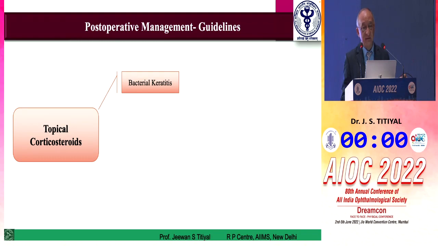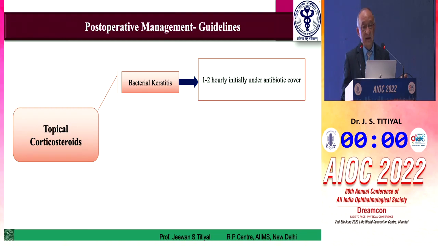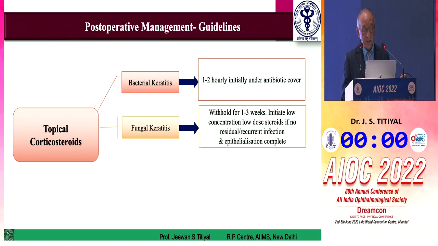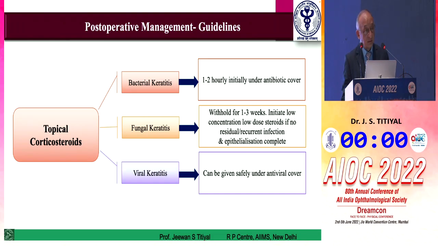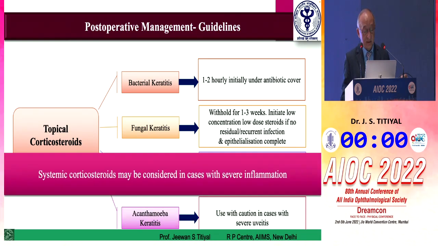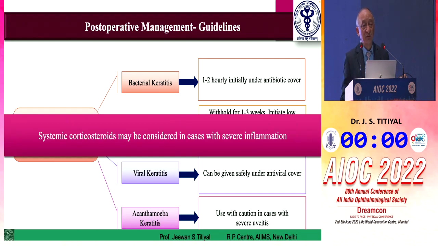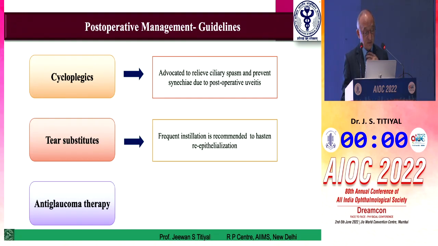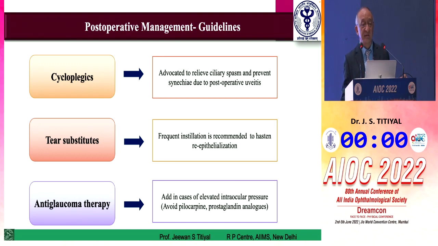What about topical corticosteroids? I think that is a critical question we get every time from the audience. When should we start steroids in these cases? Bacterial keratitis, you can start very early, if you have a diagnosis in your hand and bacterial sensitivity in your hand. Fungal keratitis, most people will wait till epithelialization happens, then see how the patient behaves. Maybe 2 weeks is an early time to start steroids in these patients. Similarly for viral keratitis, you can always give steroids safely in these cases. Acanthamoeba, you have to be a little careful, especially if the patient behaves well. But if the patient has significant inflammation, you may have to start steroids early in these cases, except for fungal corneal ulcers.